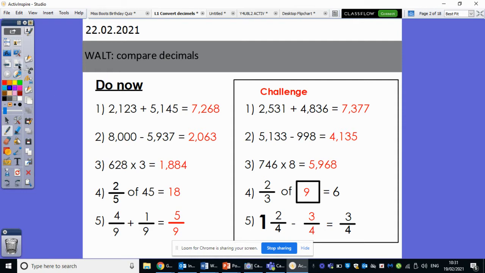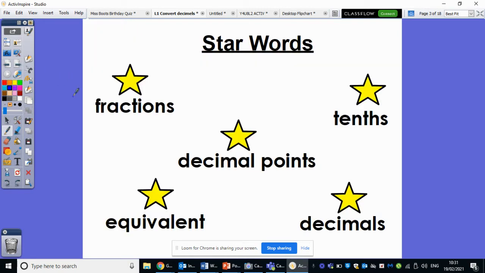So let's move on. As I said, our WALT for today is to compare decimals, and let's have a look at some of the star words that I'm going to be using and that I'd like you to use as well. When I say one out loud, if you can say it back to me. Fractions, tenths, decimal points, equivalent, and decimals. Very good. Some of those words you'll be familiar with, others might not be so familiar, and we'll cover those a little later on.